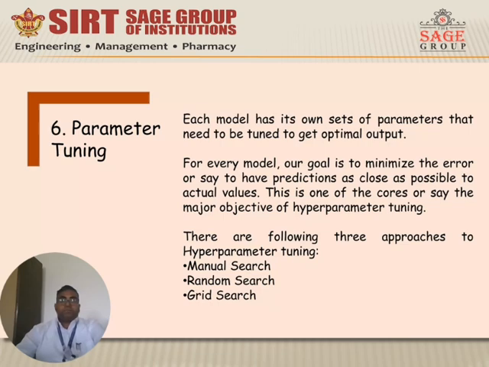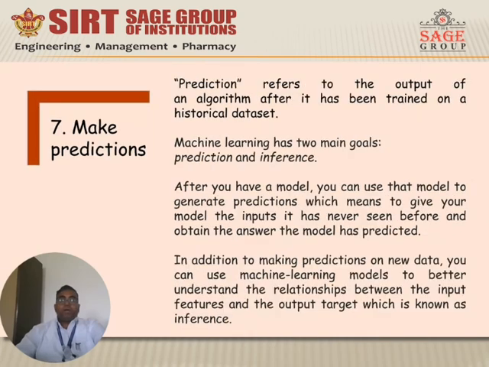There are three approaches to hyperparameter tuning: manual search, random search, and grid search, through which we can tune the overall model. And after tuning, what is the output of the performance tuning? We will get more accurate results, and the efficiency of the model will increase.